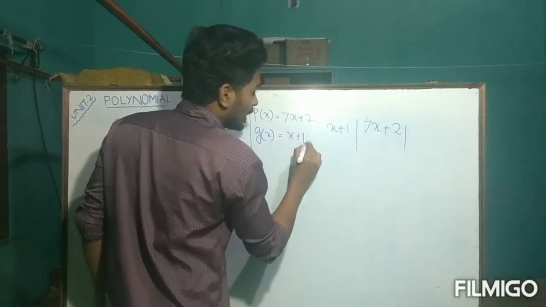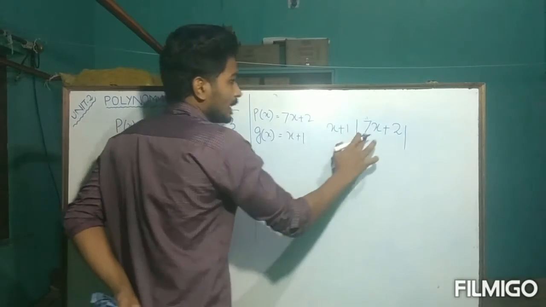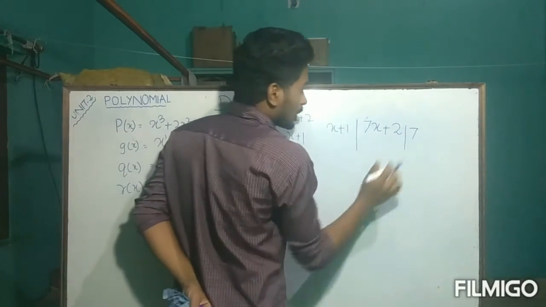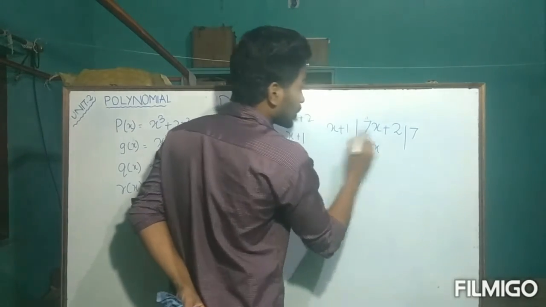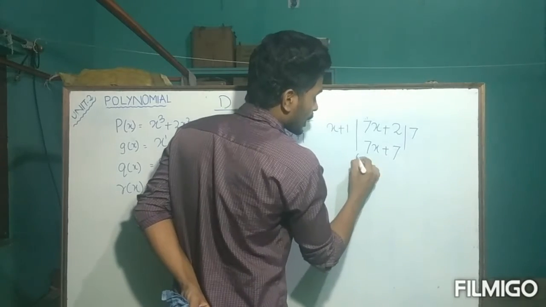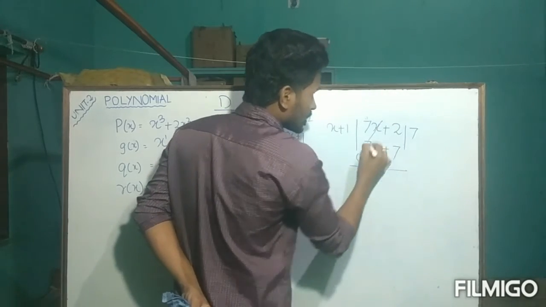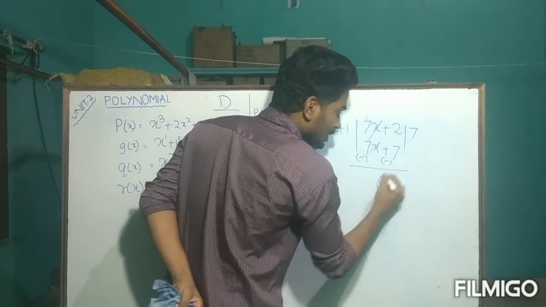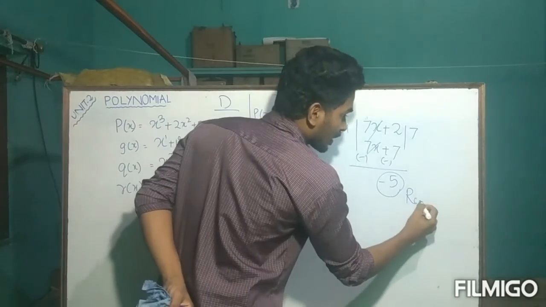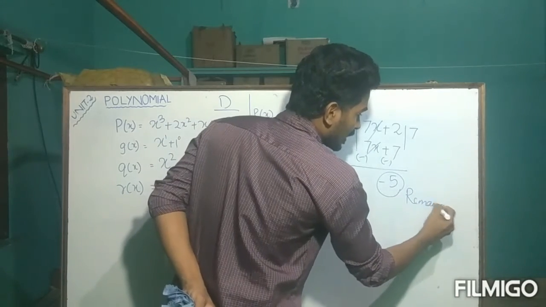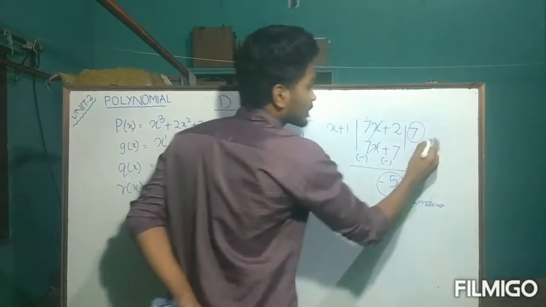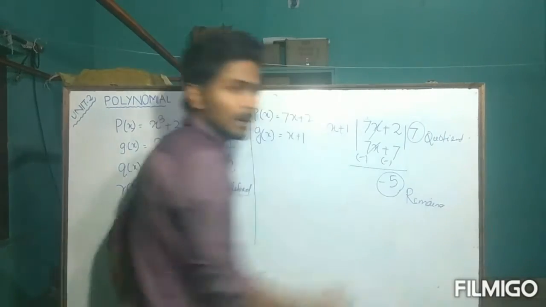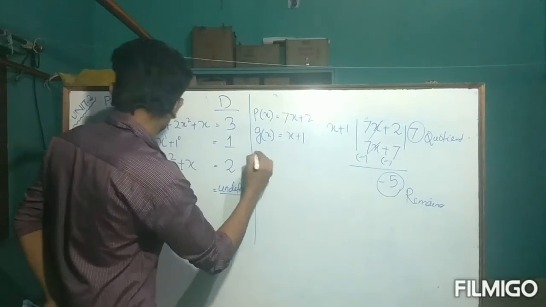X plus 1. So now let us divide. We need 7x here, so we have to multiply by 7. So x into 7 is 7x, 1 into 7 is 7. So after subtraction, these two are cancelled out. 2 minus 7 is equal to minus 5. This is the remainder, and this is the quotient here.